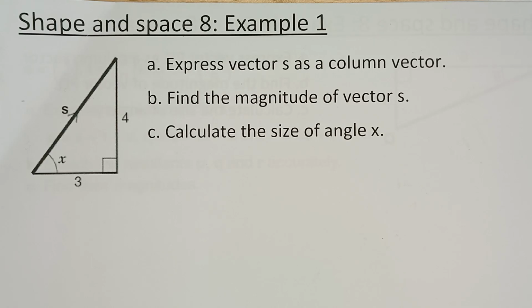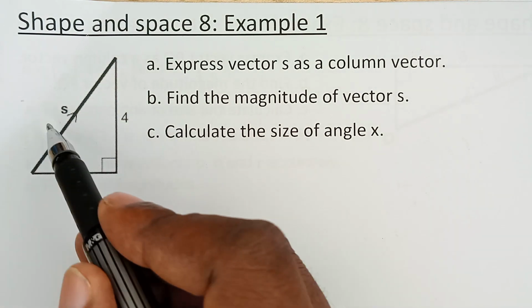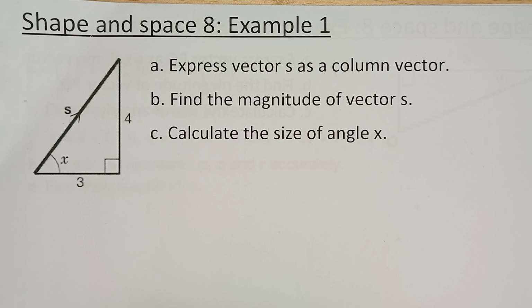Kamotho. And in this video, I want us to explain example 1 in shape and space 8, topic on vectors, and a very simple example. We are told to express vector S as a column vector.